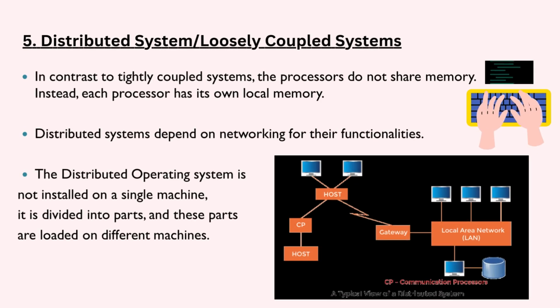Distributed system/loosely coupled systems. In contrast to tightly coupled systems, the processors do not share memory. Instead, each processor has its own local memory. Distributed systems depend on networking for their functionalities. The distributed operating system is not installed on a single machine; it is divided into parts, and these parts are loaded on different machines.